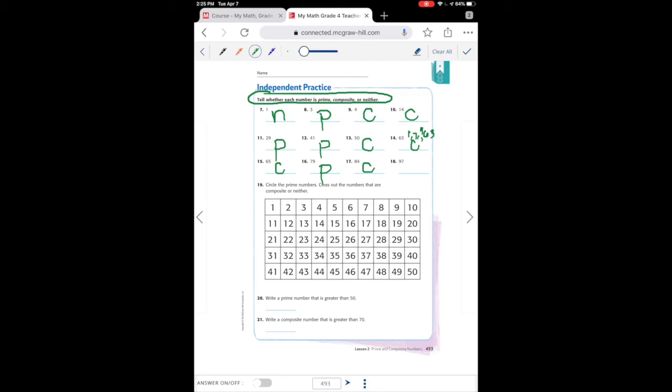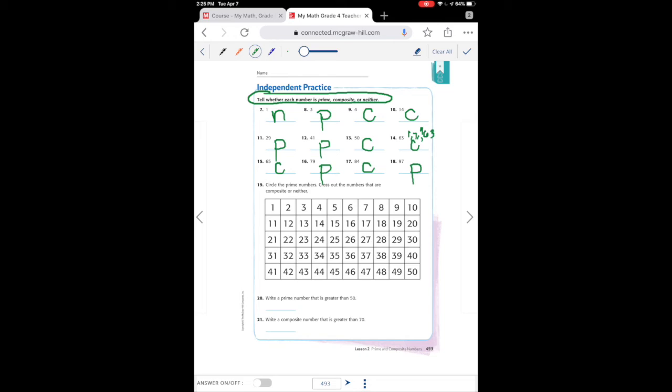97. I can multiply 1 and 97 to get 97, but there's nothing else that I can multiply together to get 97. There are no other factors, so 1 and 97 is it, which means it's a prime number.